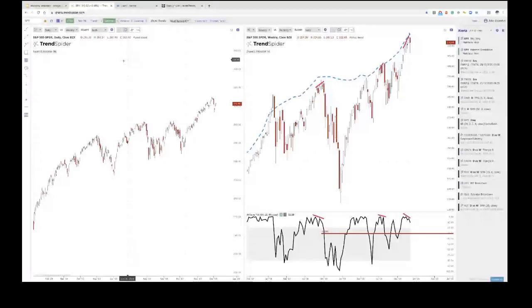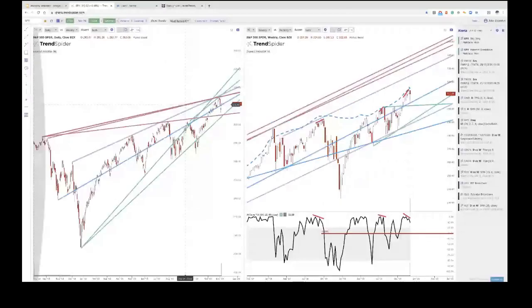And so all you need to do is click trends, and you'll see that these trend lines automatically pop up on the screen.